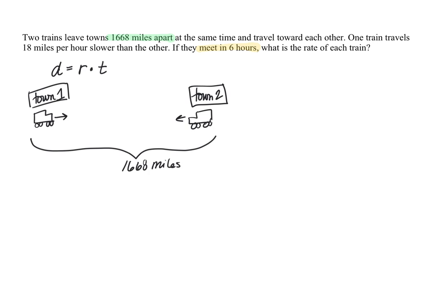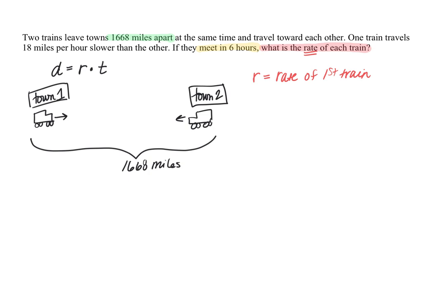So each train is going to travel a different distance, but together the total distance between the towns is 1,668 miles. Now, what we're looking for, and I always recommend that you highlight what you're being asked to find, that's our unknown. And our unknown is going to be the rate of each train. So I don't know the rate of the trains, so I'm going to go ahead and give that a variable name, and it would make sense to call that R if we're using R for rate. So I'll let R be the rate of the first train.